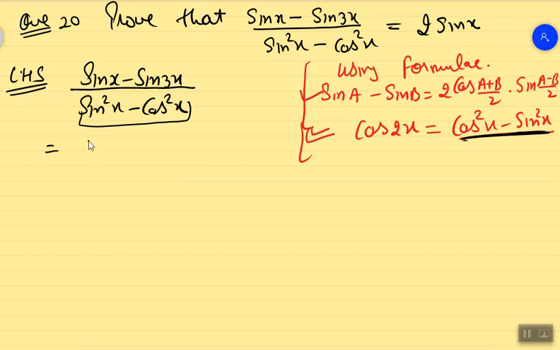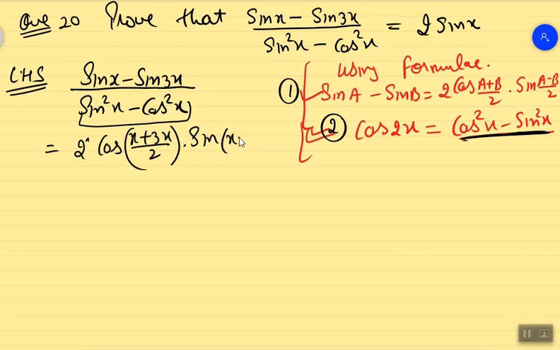What to do now? In the numerator I will apply the first formula, 2 cos (x plus 3x)/2 sin (x minus 3x)/2. This is the second formula. Now let me tell you, in the denominator what to do? I will take minus common. It will become cos square x minus sin square x, where cos square was negative, it will become positive.